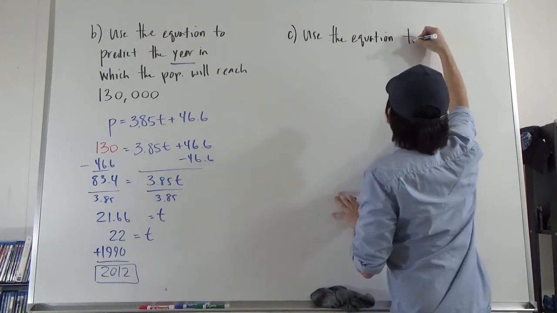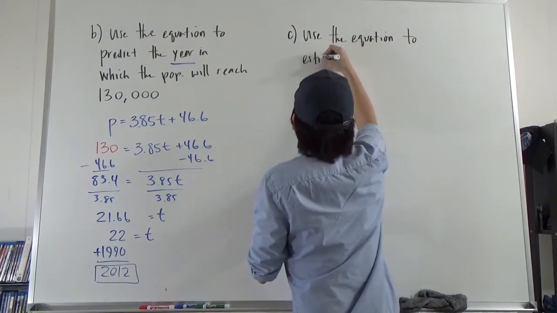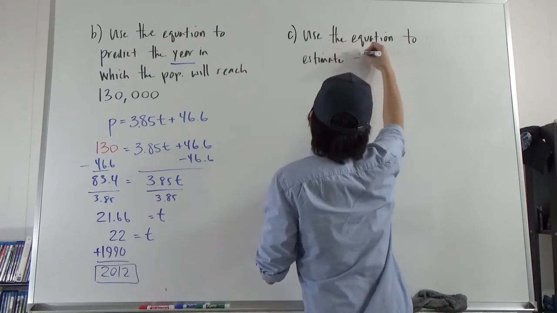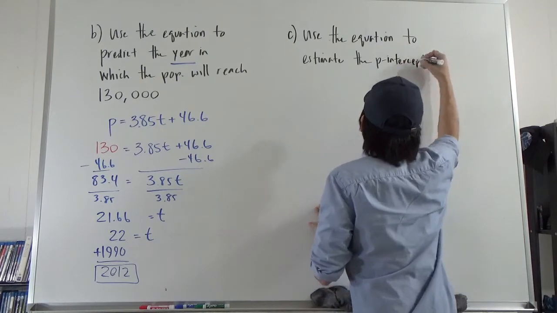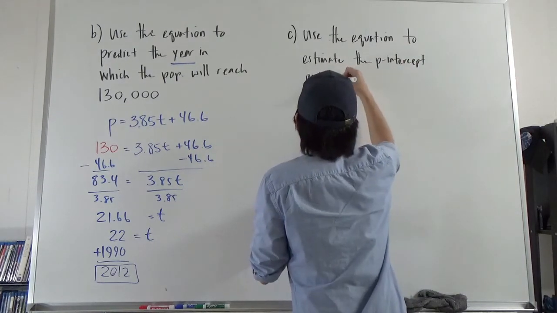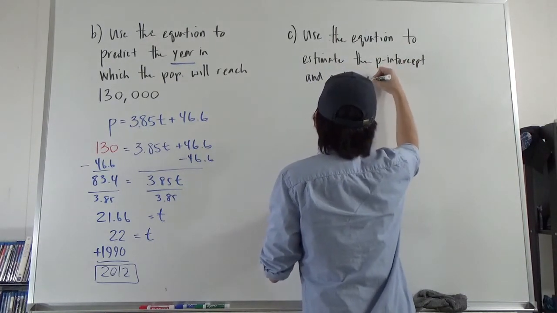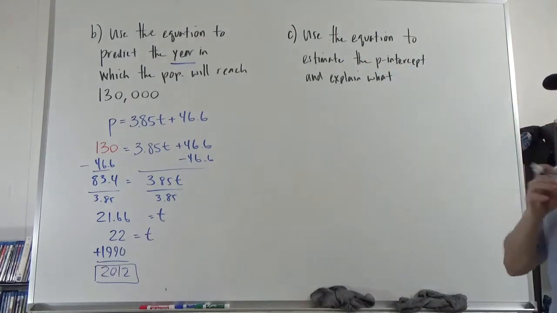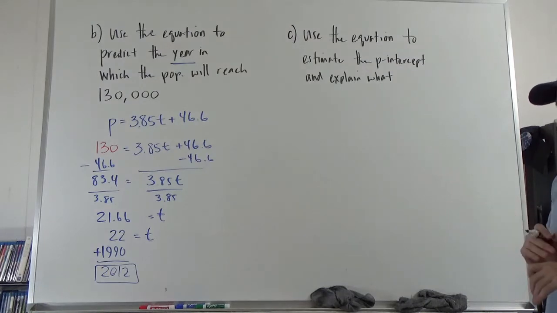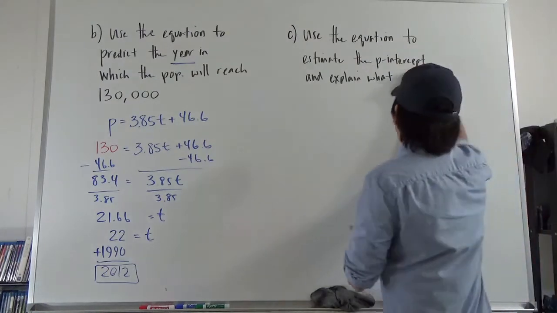Use the equation to estimate the p-intercept. And explain what this point represents. So I'm only doing a couple of each of the types of problems. I did it very thoroughly in the last example where I did every type of thing you're going to see. Here I'm just going to skip and do a few of them, explain what this point represents.